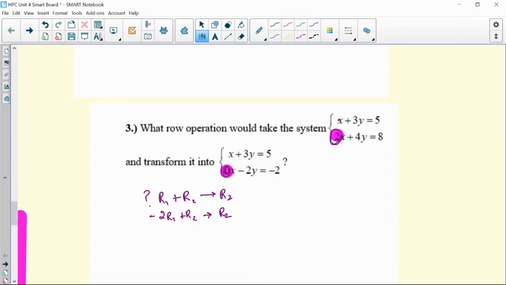Now, does that work with the y's? If I do -2 times 3, that is -6. If I add that to 4, I get -2. Aha, very good. If I do -2 times 5, that is -10, plus 8, -2. Yes. So what I can do is record this as my work.